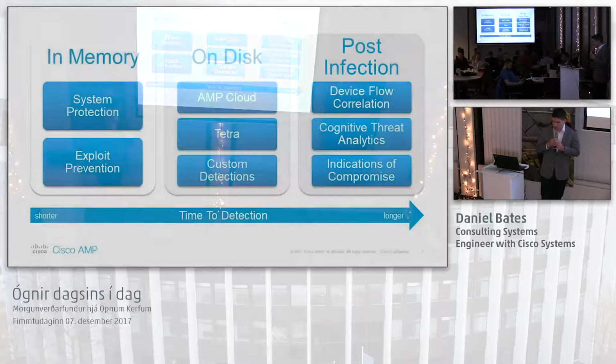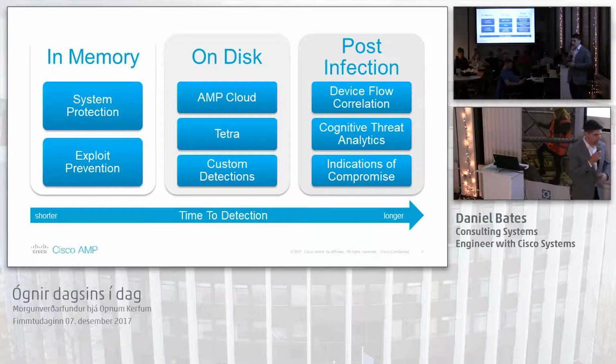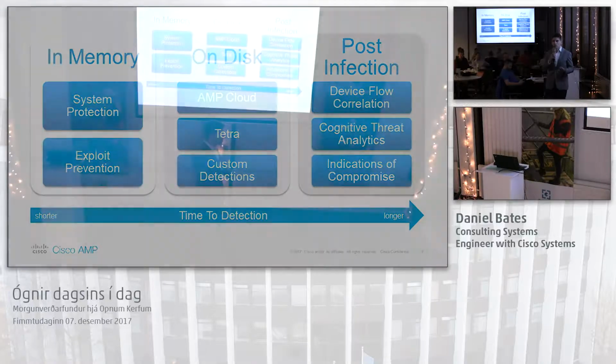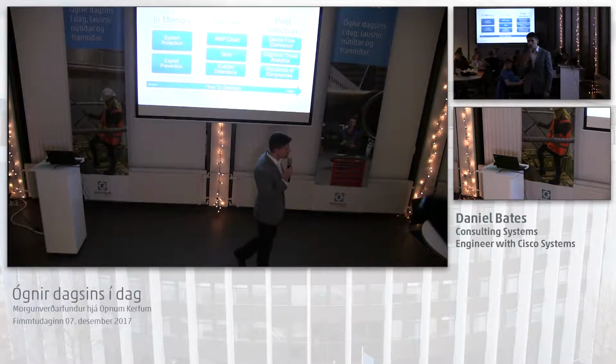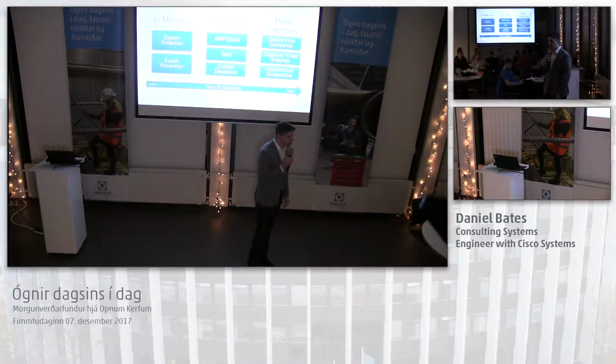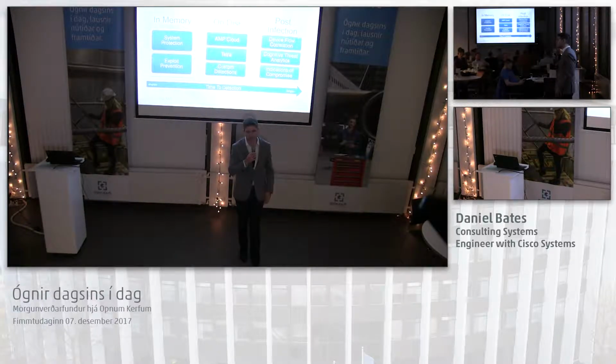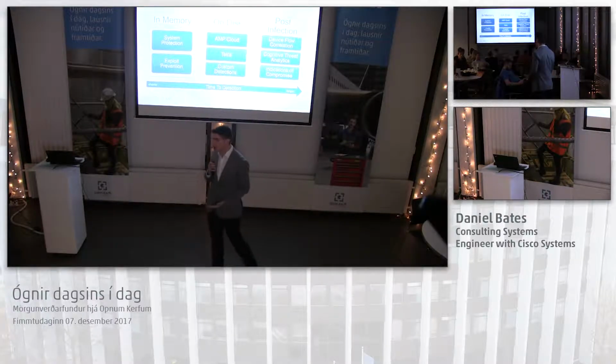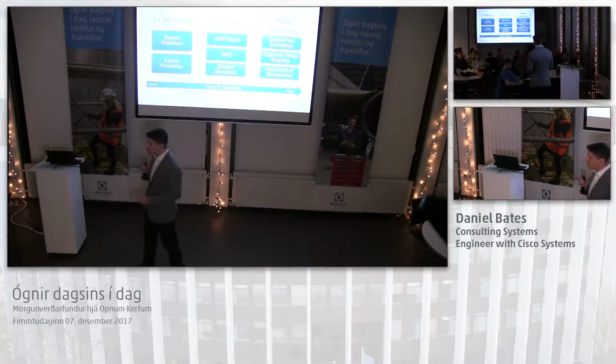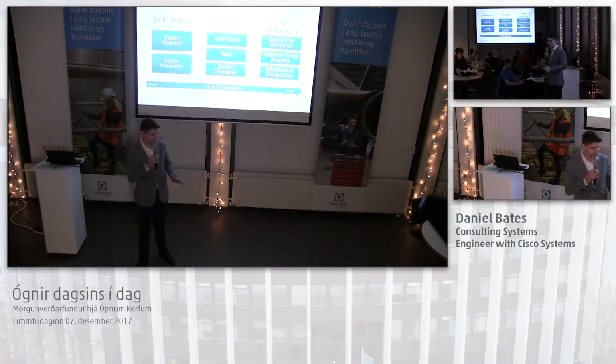This will make a little more sense here. So we have in-memory prevention, system protection, that's going to protect critical Windows processes like LSASS and so on from being hijacked. We have exploit prevention, which is for client applications like browsers and so on, and that's in memory, right? That can stop an attack before it even hits the file system.